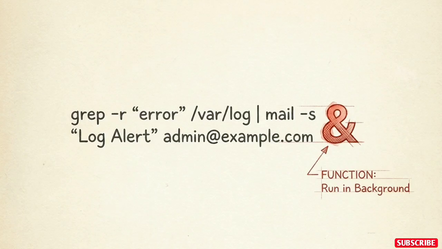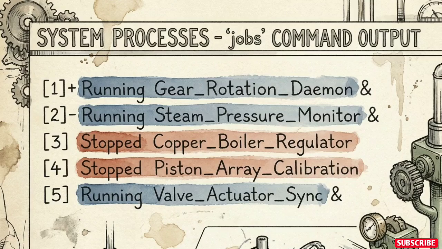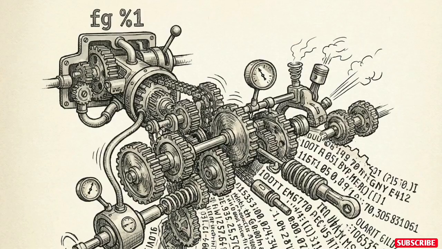The shell also natively handles multitasking. By simply appending an ampersand to the end of a command, you detach it from the active terminal and push the process to the background. You retrieve or manage those background tasks using explicit job control commands, fg to bring a job to the foreground, and bg to resume a suspended job in the background.